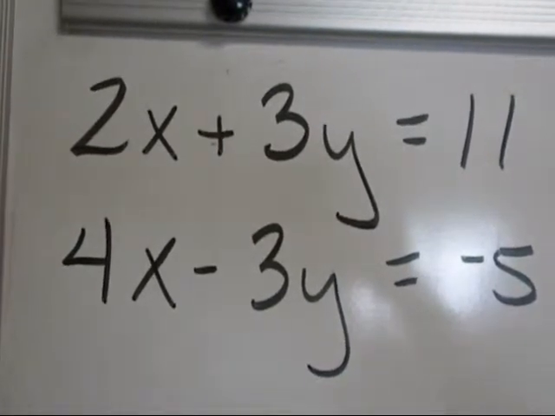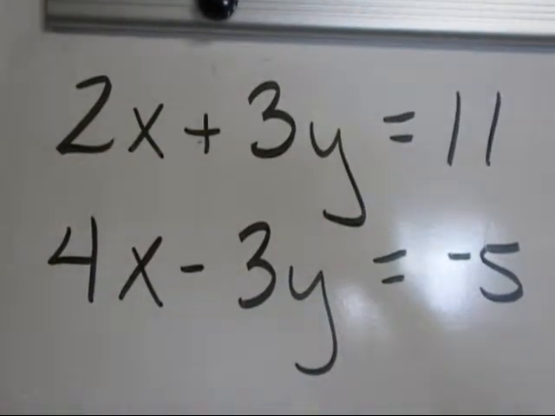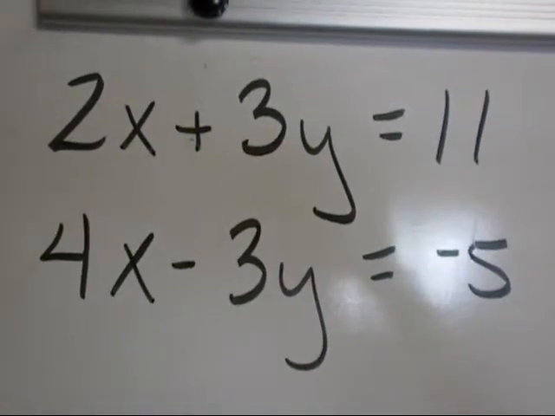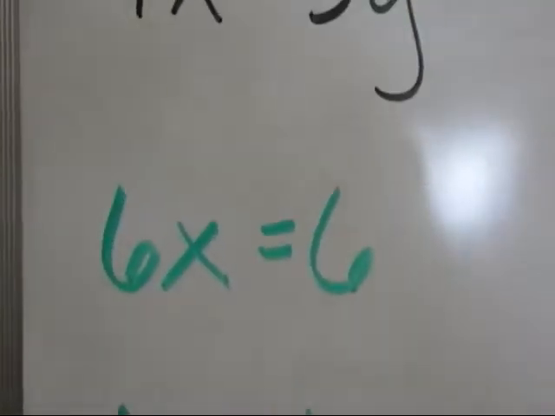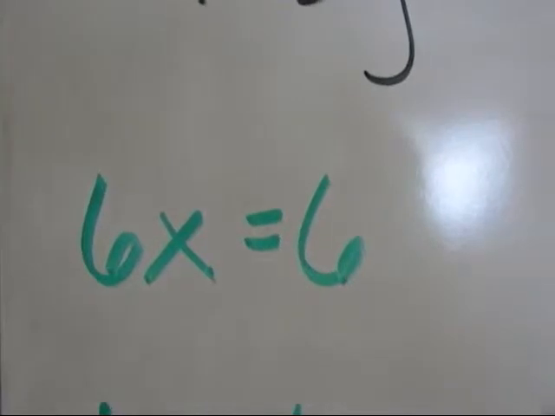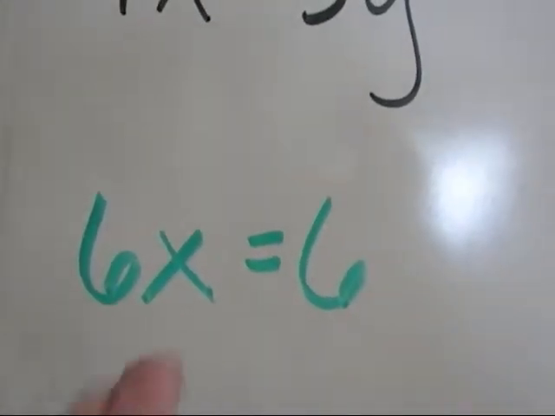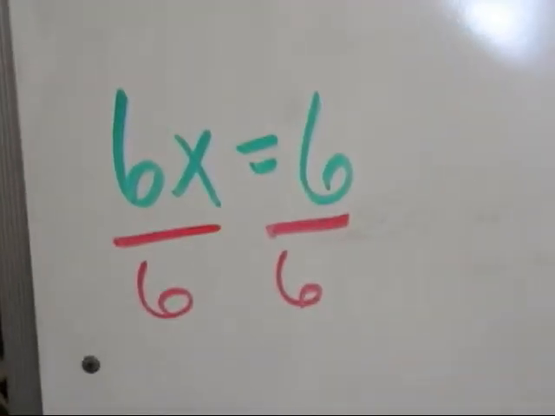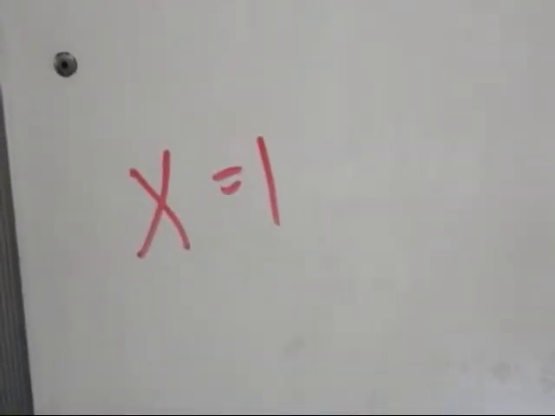2x plus 4x is 6x, 3y plus negative 3y is 0, and 11 plus negative 5 is 6. So when I add those two equations, I'm left with 6x equals 6. Two things side by side is multiplication. So to get the x totally alone, I need to divide both sides by 6, and therefore the value of x is 1.